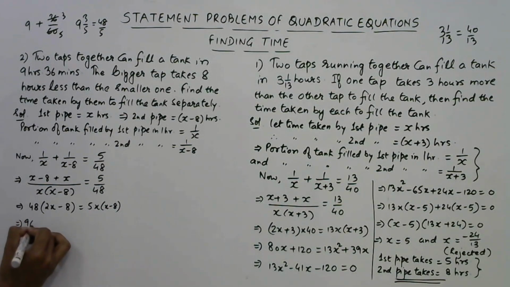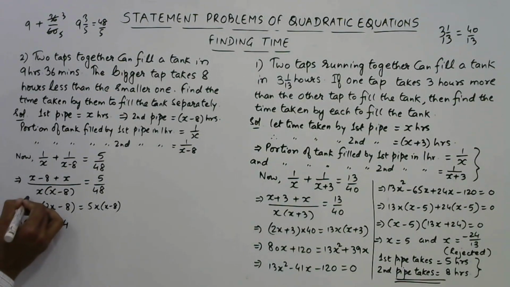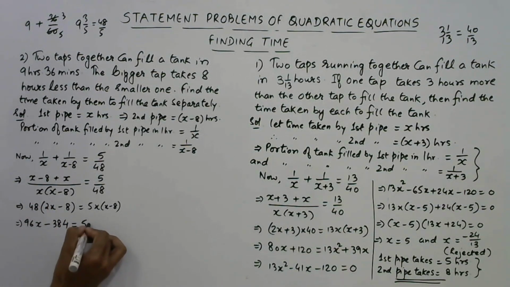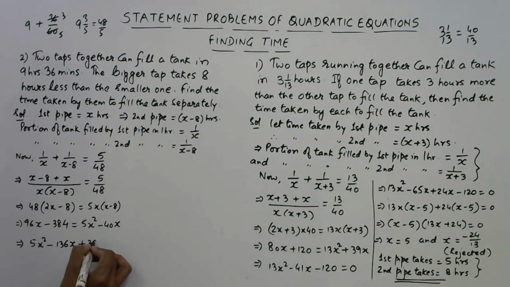You get 96x minus 8 times 4 is 32, and 6 times 4 is 24, so 384 equals 5x square minus 40x. So here you have the required quadratic equation: 5x square minus 40x minus 96x is minus 136x, and this minus 384 goes to this side and becomes plus 384. So friends, again a quadratic equation has been obtained in this question.